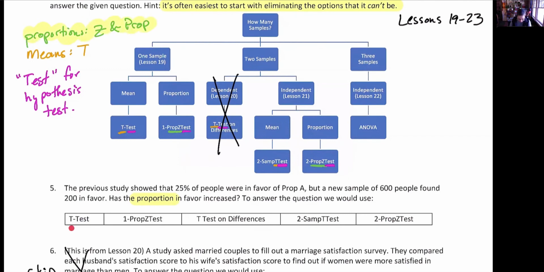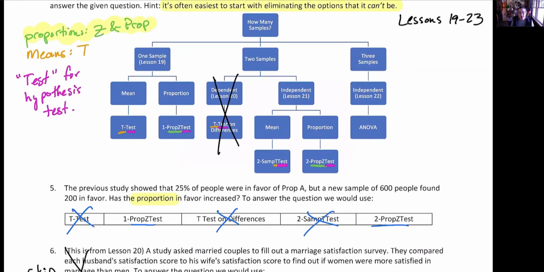Look at all these options. I'm looking for the Z's, which tells me it can't be this one because that's a t-test. That's for means. It might be this one. That's a prop Z. This is a t-test. It's not going to be that because t is means. It's not going to be that next one. It might be this last one.